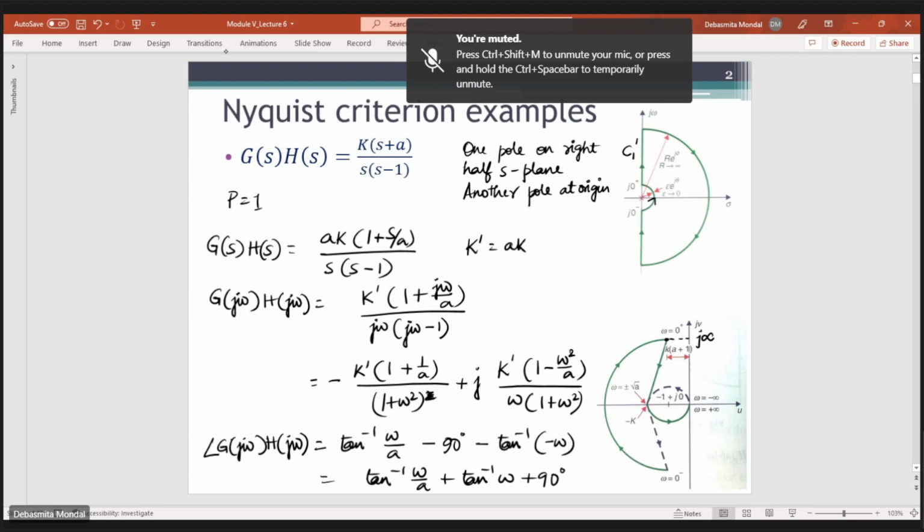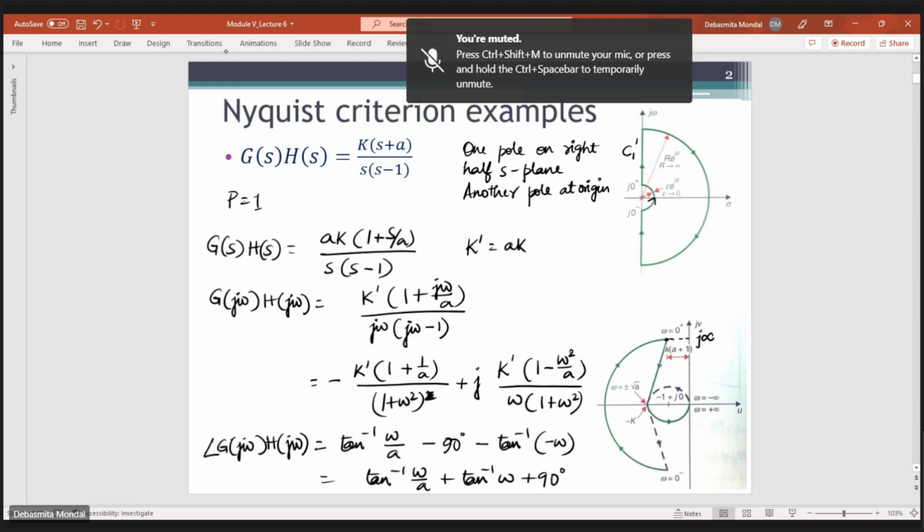That means that the imaginary part is equal to 0, and at this point the value of the real part is equal to minus k, right? So from here, what is happening is that the value of omega is increasing. It has reached from 0 to root over a, and then it will move to omega equals plus infinity.